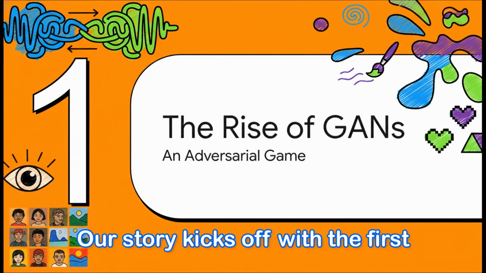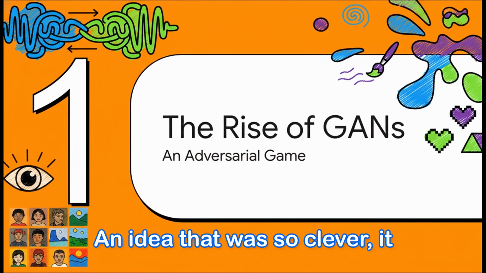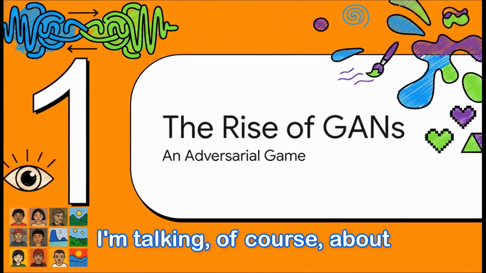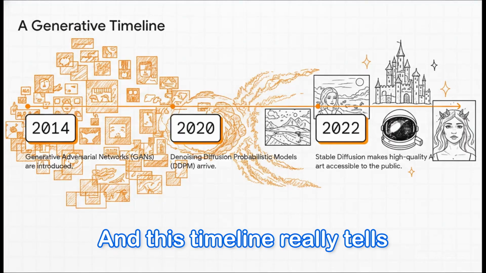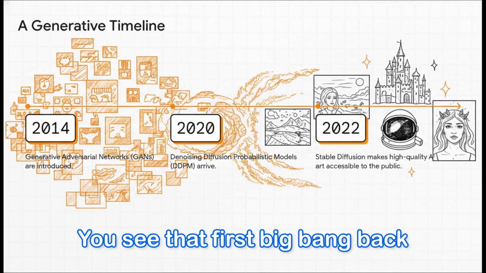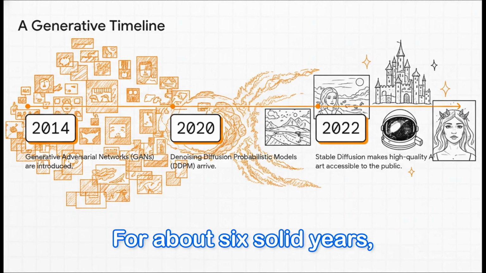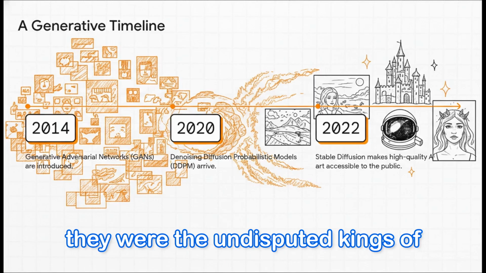Our story kicks off with the first major contender, an idea that was so clever it basically launched the whole modern era of AI art. I'm talking, of course, about GANs. And this timeline really tells the tale. You see that first Big Bang back in 2014? That's GANs. For about 6 solid years, they were the undisputed kings of the hill.